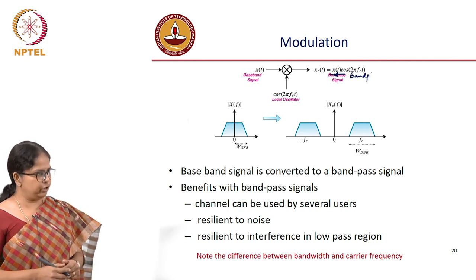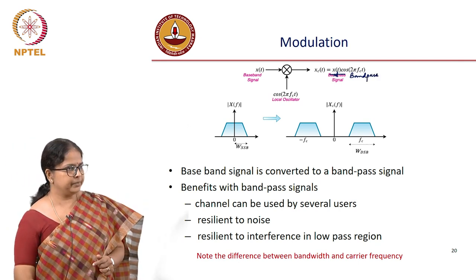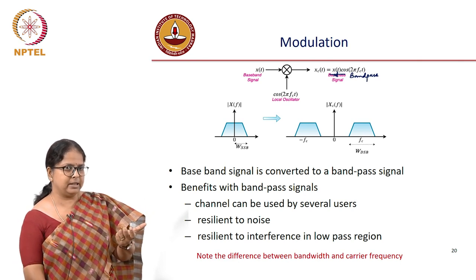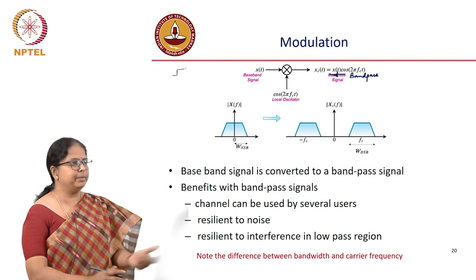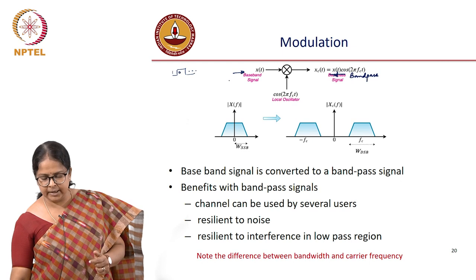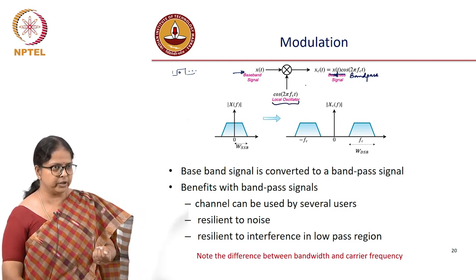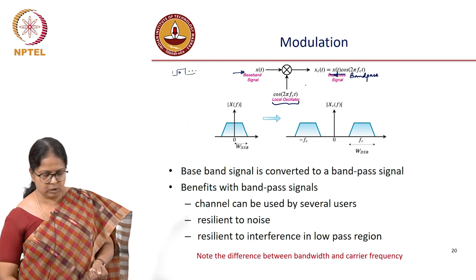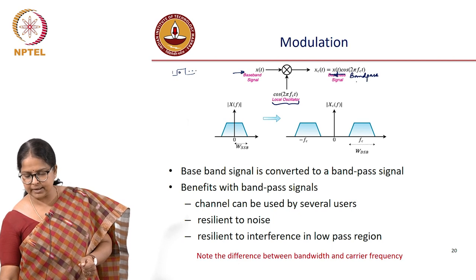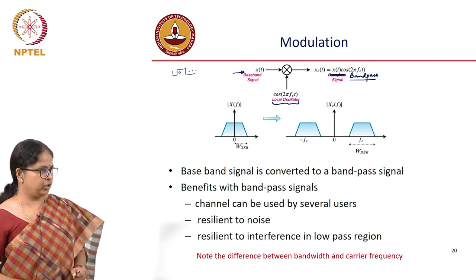Before that, let me explain what you do in modulation. In modulation, you have your baseband signal. Now, what is a baseband signal? The digital signal that you generated in the previous slide, that is a baseband signal. Multiply it with a sinusoid generated from a local oscillator whose frequency is fc. What you get is x(t) times cos(2 pi fc t). This is a basic representation of modulation.